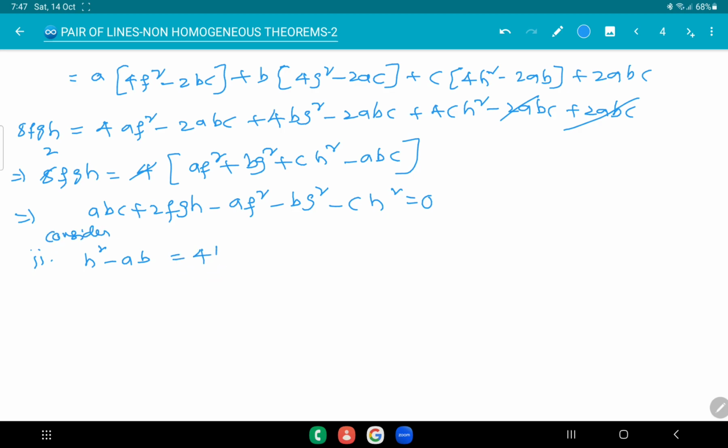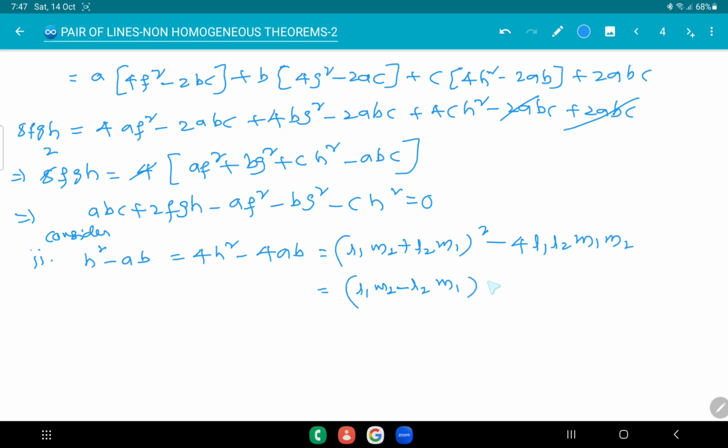4h square minus ab. Can we write this as 4h square minus 4ab? What is that? 4h square is (l1 m2 plus l2 m1) whole square, which is (2h) whole square, minus 4ab, which is 4 l1 l2 m1 m2. That is equal to (l1 m2 plus l2 m1) whole square minus 4ab, which is (a minus b) whole square. So clearly it is greater than or equal to 0. That implies that h square minus ab is greater than or equal to 0.